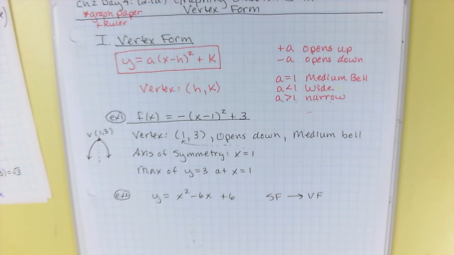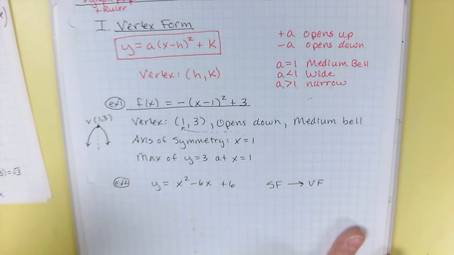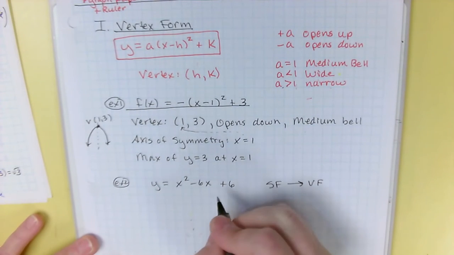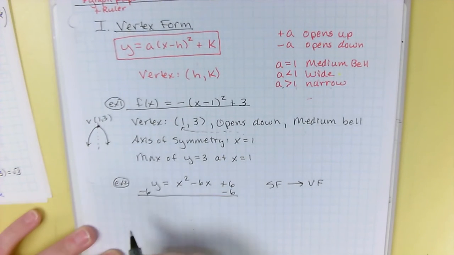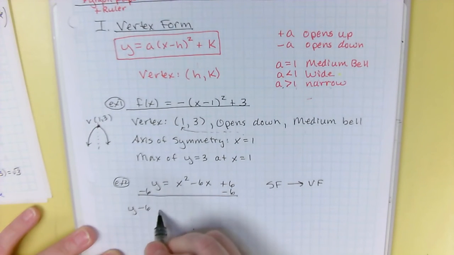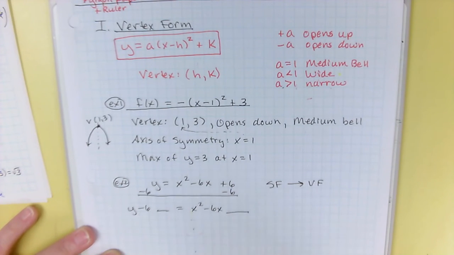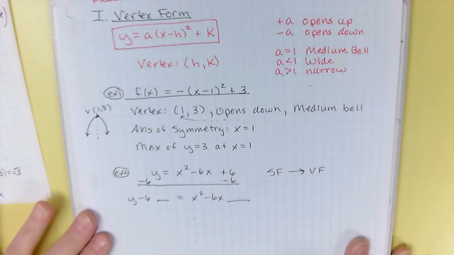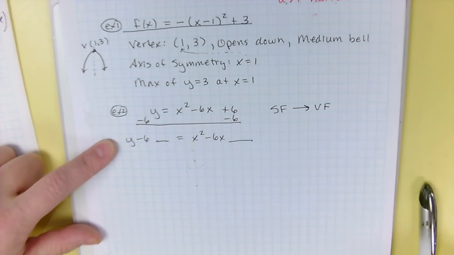So to do this, you need to complete the square. All right, so for completing the square, we're going to have x's on the right, non-x's on the left. So we're going to subtract 6 over to the left. So y minus 6, leave a space, equals x squared minus 6x, leave a space. The only difference from what we've done is you have a y parked over there along with your number.